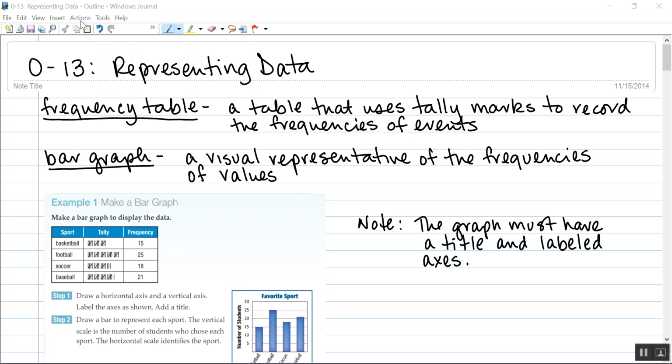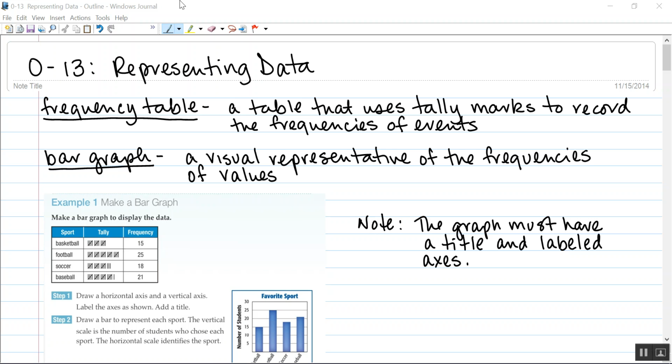Section 013 is on representing data. We're going to look at several different ways to represent some of this data that we've been looking at in the previous section. First one we're going to take a look at is called a frequency table. It's a table that uses tally marks to record the frequencies of events. And then a bar graph is a visual representation of the frequencies of the values.